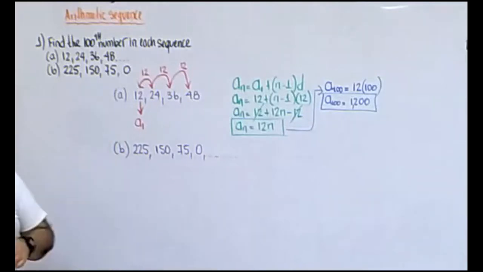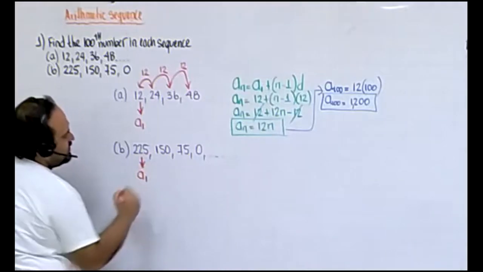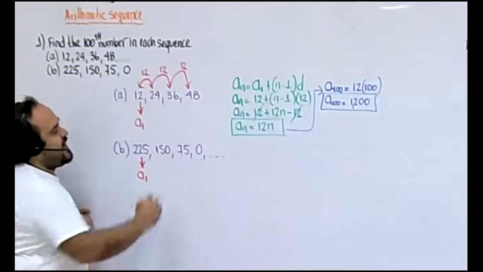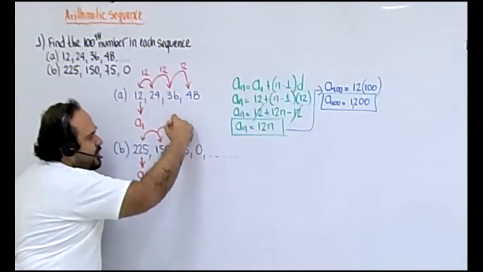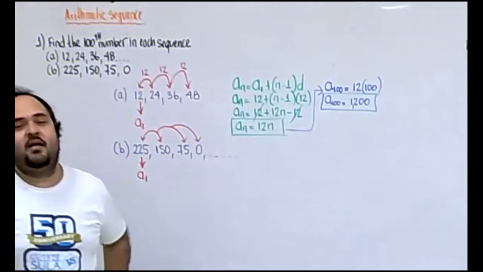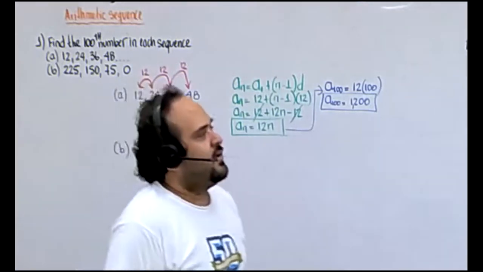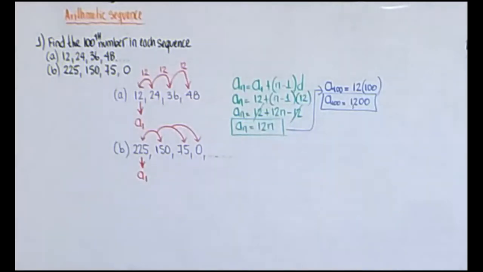What is the first thing that we have to do? Well, first of all, identify the first term. What number is it? 225. Okay, this is going to be the first term that we call A1. And now tell me, what is the common difference? 75. Okay, almost, but you made a little mistake. It's negative.